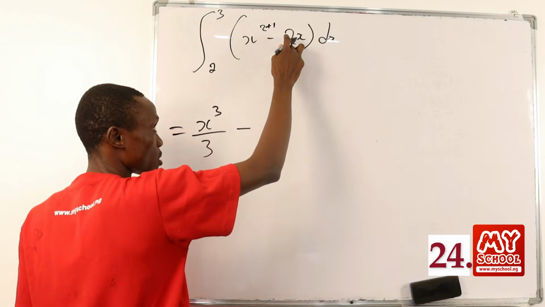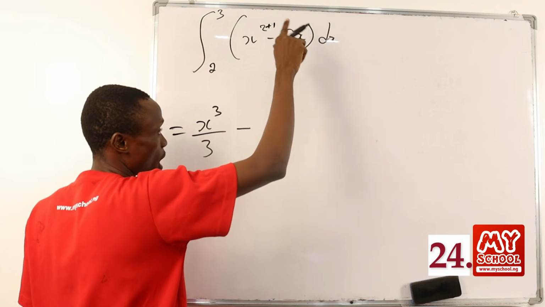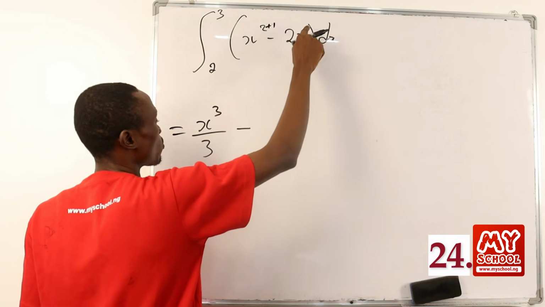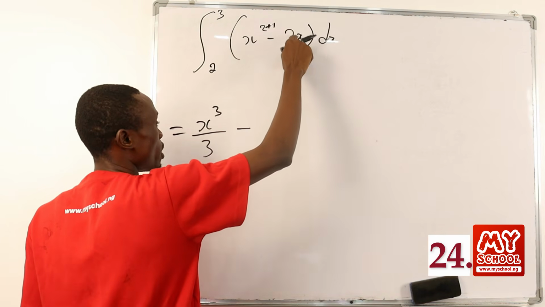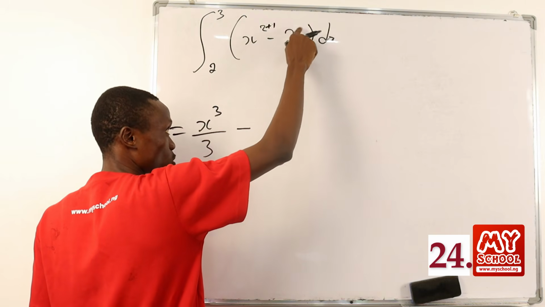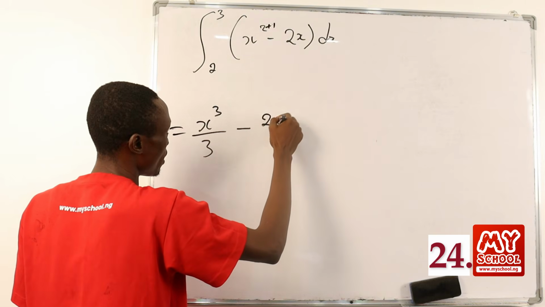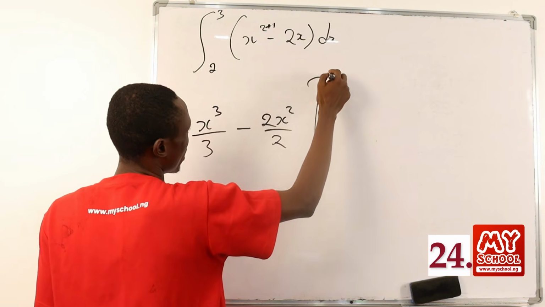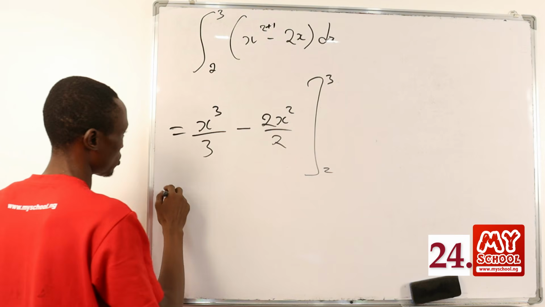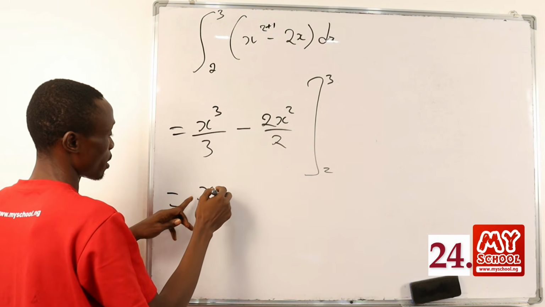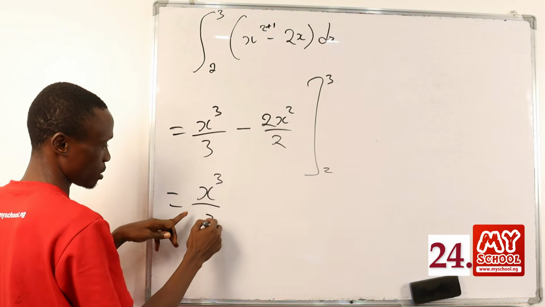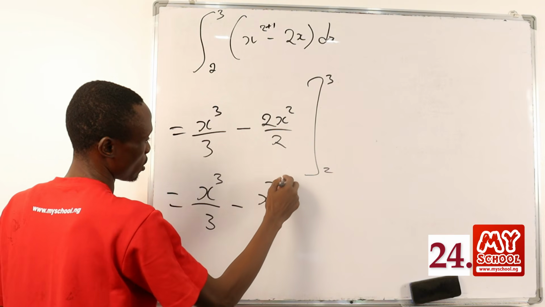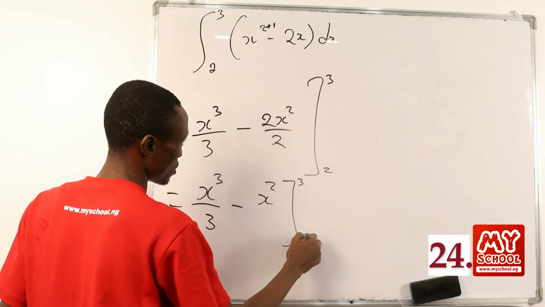While you'll have minus, here we also do the same thing. The power of x is 1, so we add 1 to it. Then we use that to divide the 2x raised to power 2, so you'll have 2x raised to power 2 divided by 2. Here we'll have our limits 3 and 2. So this equals x raised to power 3 all over 3, then minus x squared. So now we can fix in our limits.